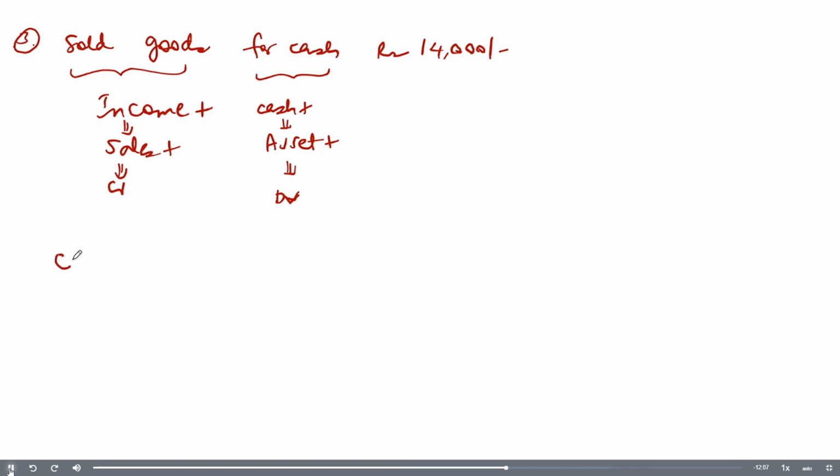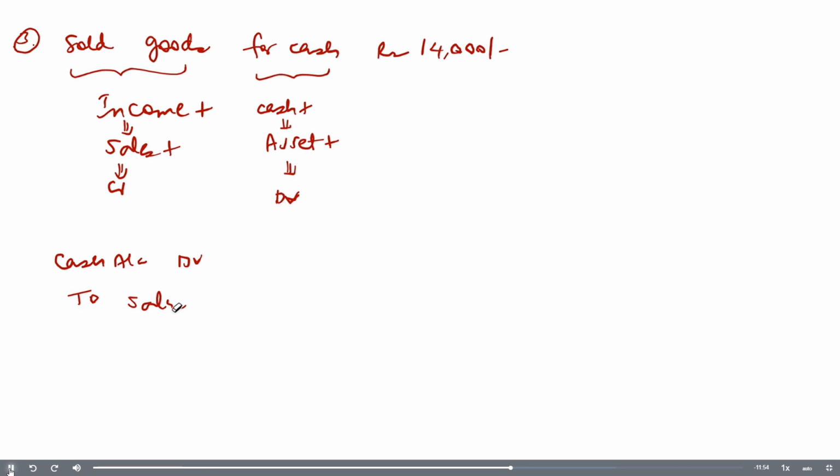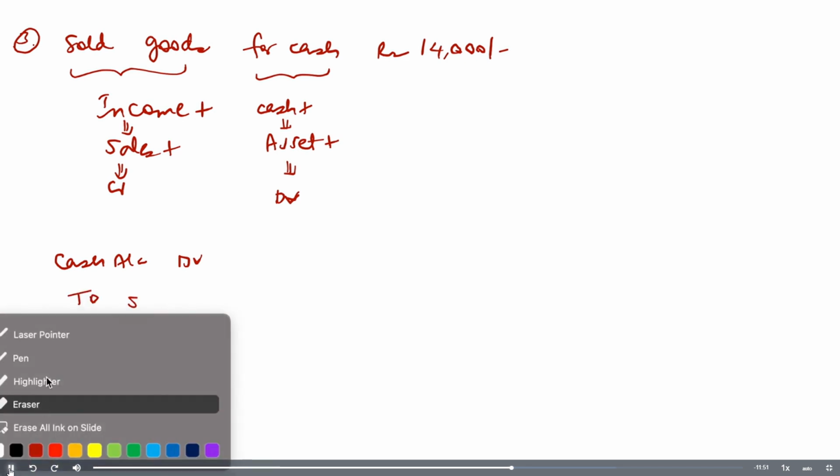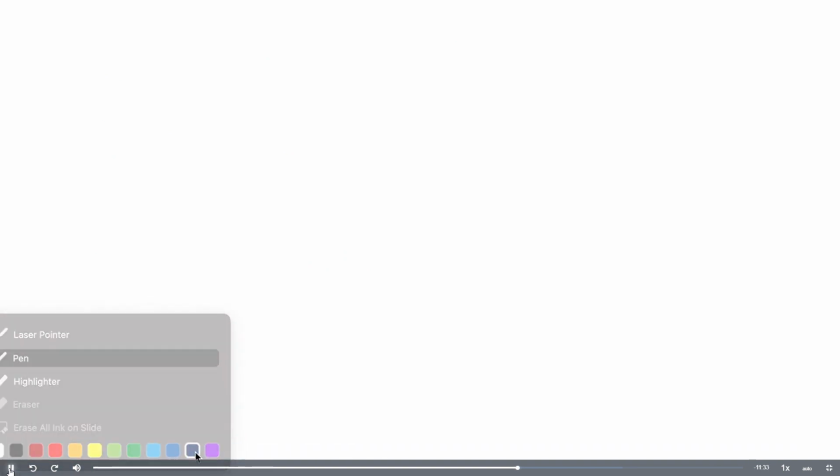So the journal entry will be cash account debit to sales, and the amount is 14,000. Let me do one more example.